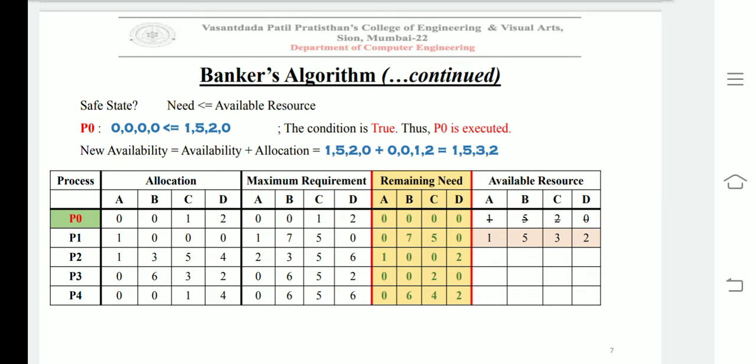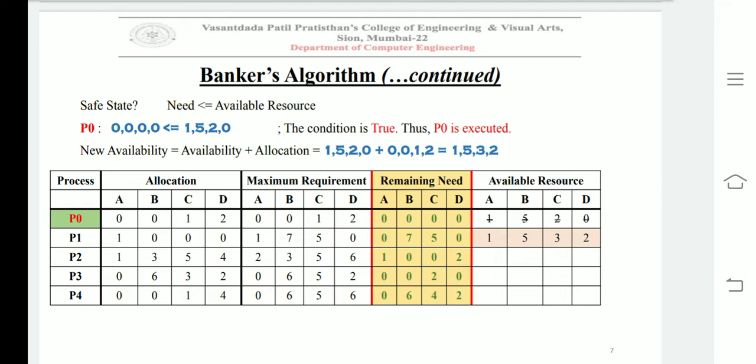Our next question is to find out the safe state. What can be the formula for the safe state? First of all, the need of each and every process must be smaller than or equal to the available resource. With us we have the available resource as 1, 5, 2, 0. Now we will solve this in sequence. First of all we will consider P0, the process 0.